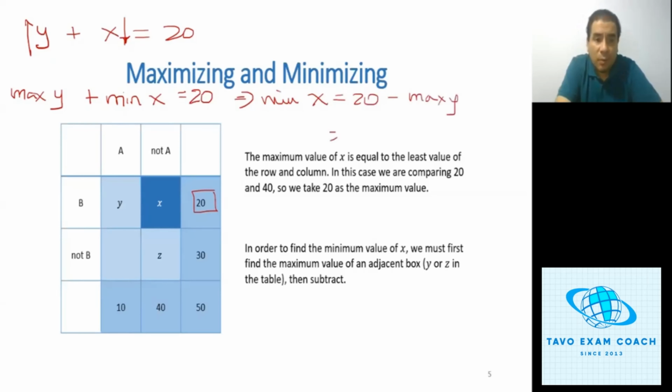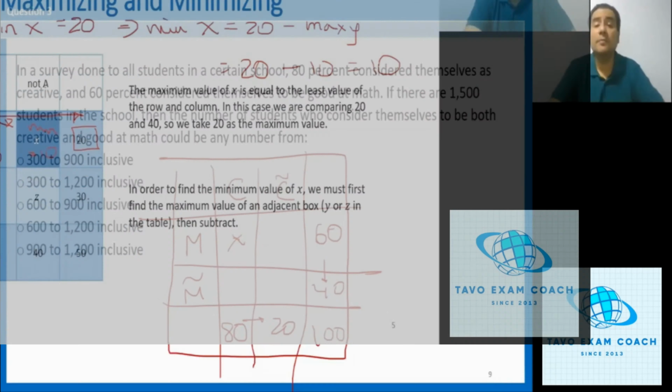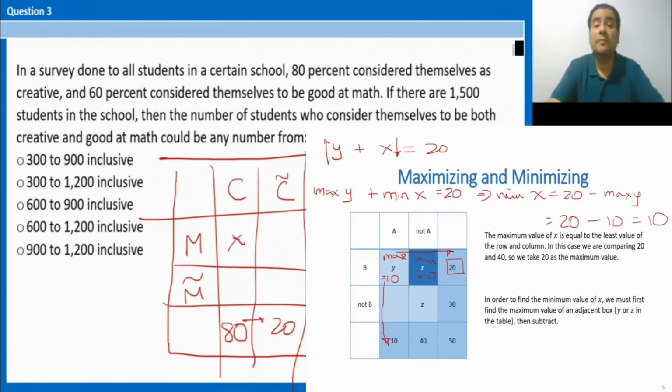So, take a look, people. What is the maximum value of Y here? If you just follow the directions in the previous slide, you just pick the least value of its two totals, that is 10. So perform this subtraction, 20 minus 10, and you get also 10. So the minimum value of X equals 10 as well. You can do that also using the box C.